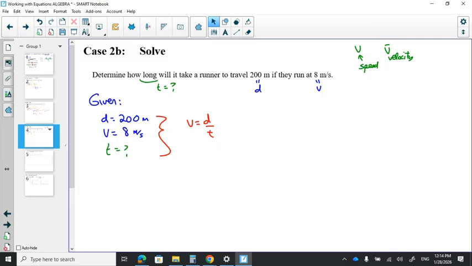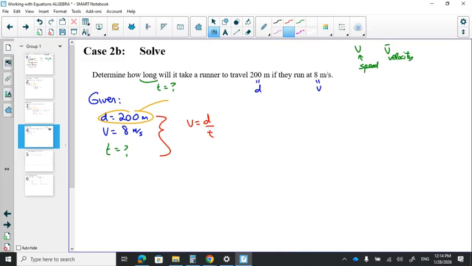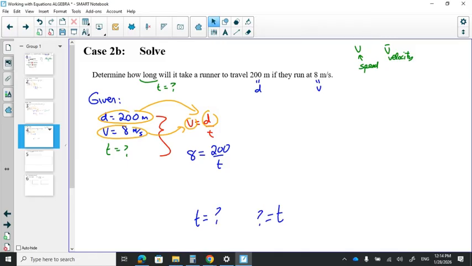Again, putting numbers where they belong. The 200 needs to go in for D. The V needs to go in as 8. And so we're going to have 8 equals 200 over T. Looking at this, I have to think, okay, I want to get T all by itself. Eventually I want either T equals an answer or an answer equals T, either way. So we're just trying to figure that out.